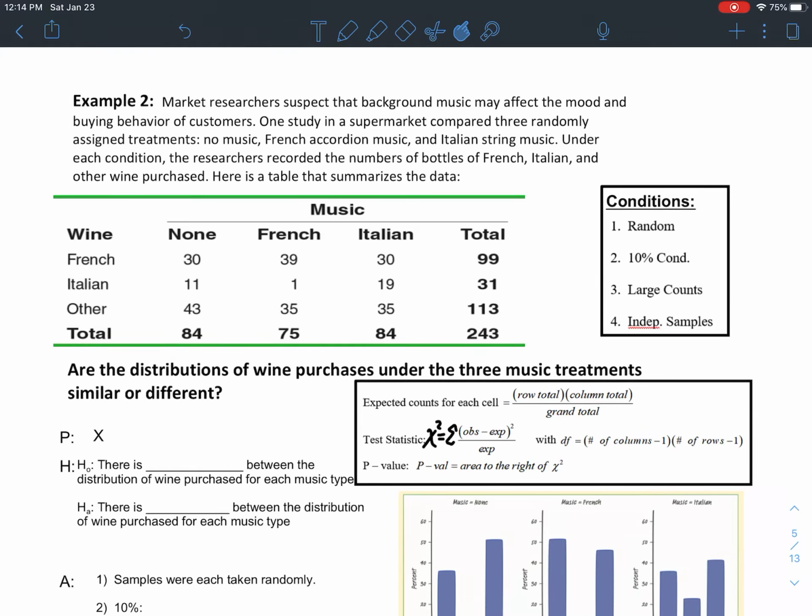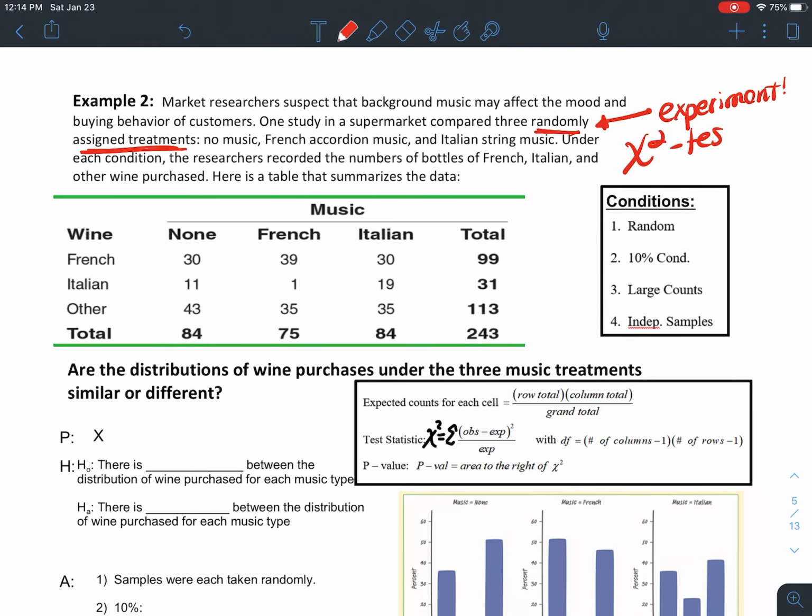Okay, so one last quick problem here that I filled out most of the steps for us. I wanted to look at a problem that actually was an experiment. It says market researchers suspect that background music can affect the mood and the buying behavior of customers. So they did a study in a supermarket. They compared 3, now look at this, here's the giveaway, randomly assigned treatments. Okay, you see them talk about treatments, you need to think, oh my goodness, we are dealing with an experiment.